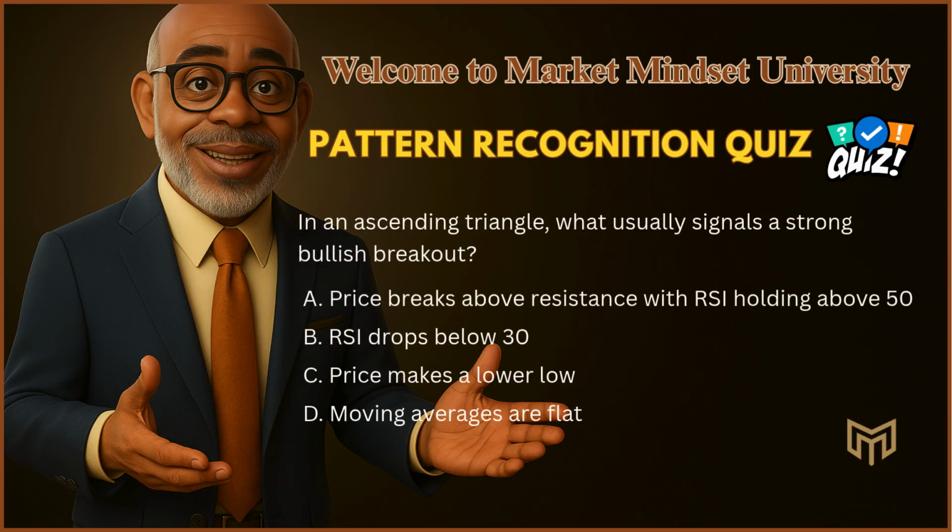Question 2. In an ascending triangle, what usually signals a strong bullish breakout? Is it A, price breaks above resistance with RSI holding above 50, B, RSI drops below 30, C, price makes a lower low, or D, moving averages are flat? You have 10 seconds to record your answer.